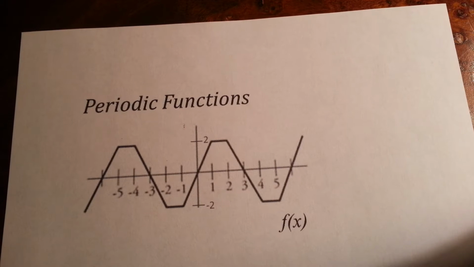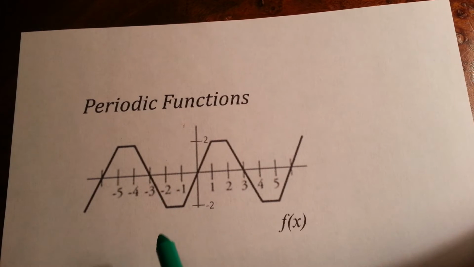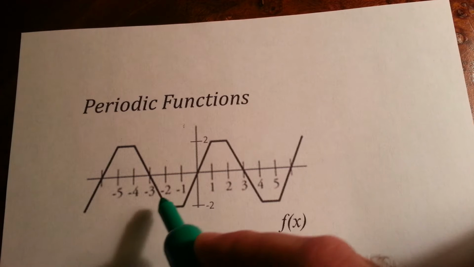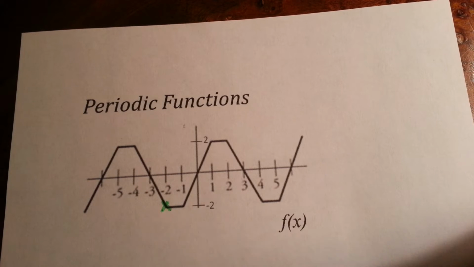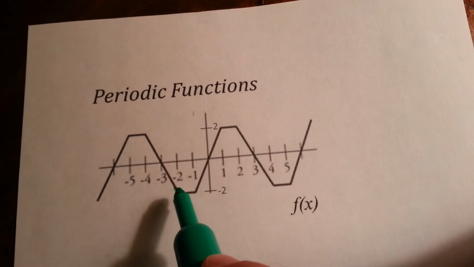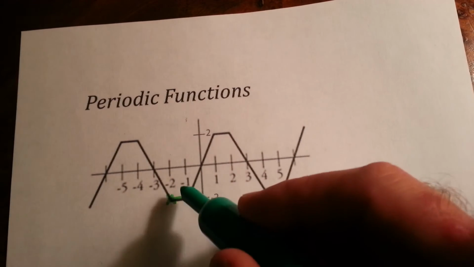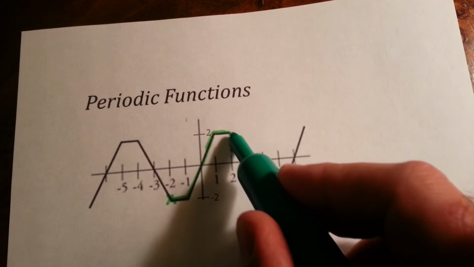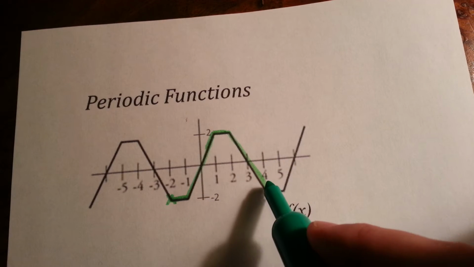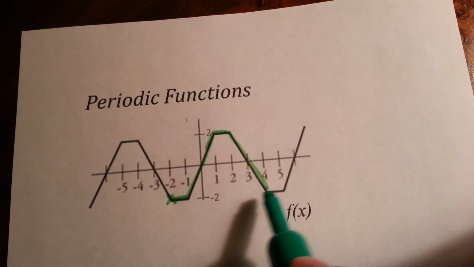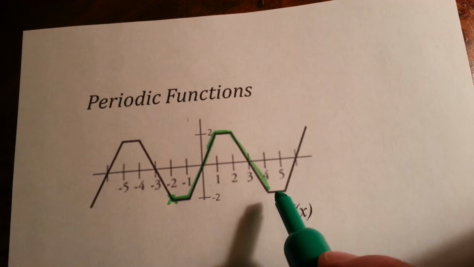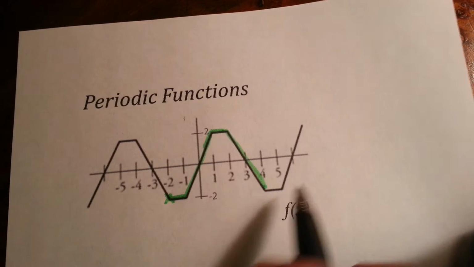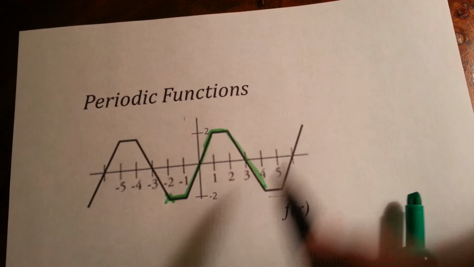Let's take this graph here. Let's start right at this point right there. We're going to go flat, up, flat, and then down. And then right here, we've completed one period because from here on out, we start repeating ourselves. Here's another flat period and up.